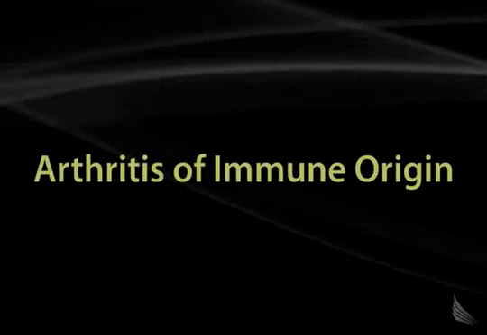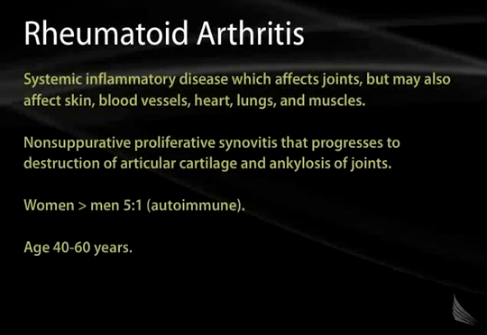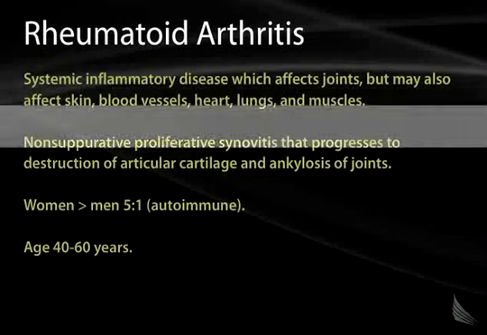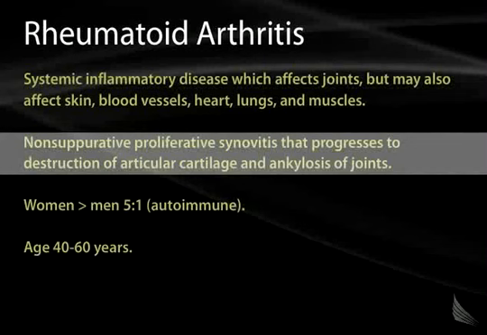When thinking about the arthritides of immune origin, the main entity that you're going to want to concern yourself with is rheumatoid arthritis. Now remember, with rheumatoid arthritis, you're dealing with a systemic disorder, one that does not just affect the joints, but can also affect the skin, blood vessels, heart, lungs, and muscle. And when one is looking at the joints of a patient with rheumatoid arthritis, what you're going to be seeing is a non-suppurative proliferative synovitis that progresses to destruction of the articular cartilage and ankylosis of the joints.